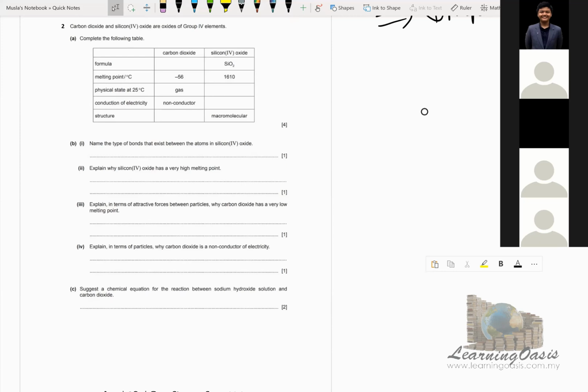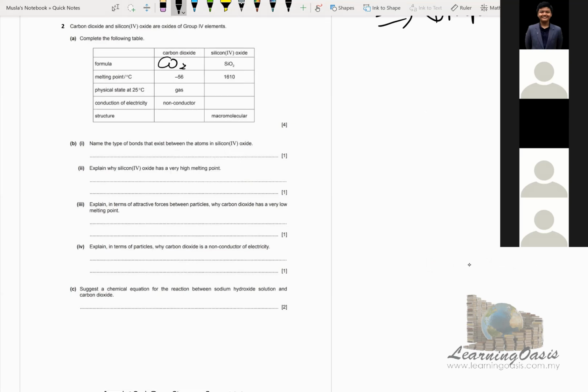Now do this. Carbon dioxide and silicon dioxide are both group 4 elements' compounds, but they have totally different properties. What's the formula for carbon dioxide? CO2, right?